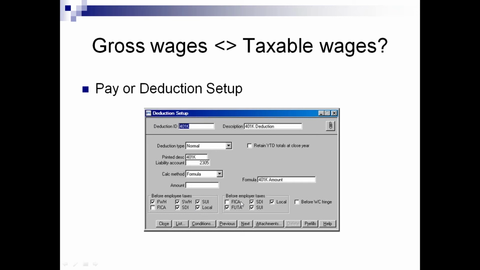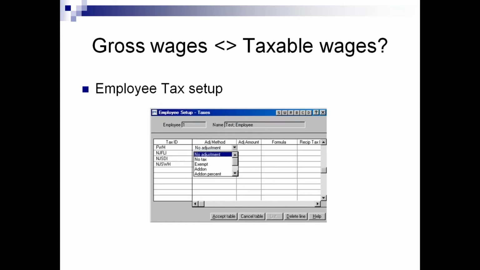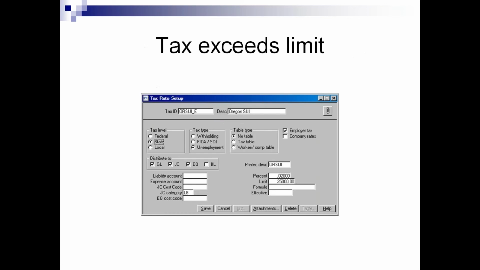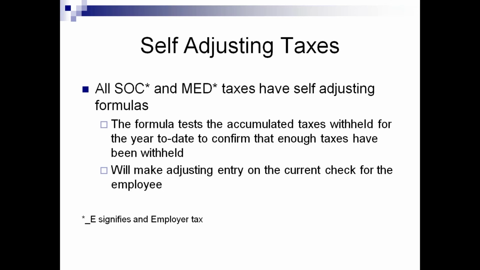Okay, so we talked about deduction setup. This is also true on pays. You may have a pay that was set up that was marked incorrectly as far as the taxing is concerned. Again, we can correct that and then recalculate subject to will rebuild those fields. Okay, we talked about the tax setup. We talked about the limit, maybe even the percentage being incorrect.